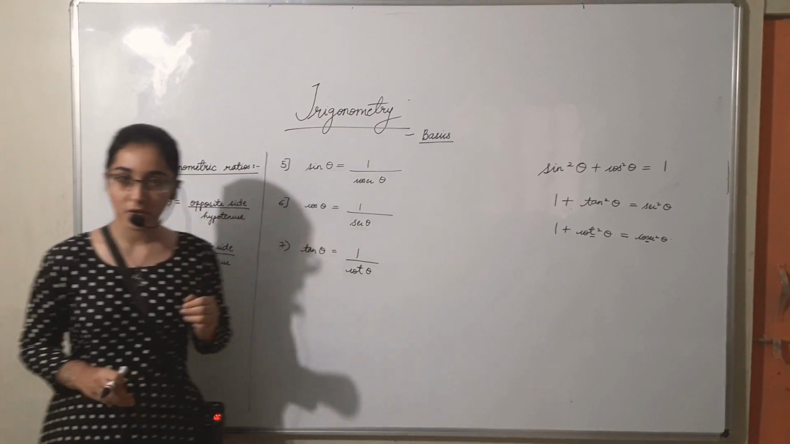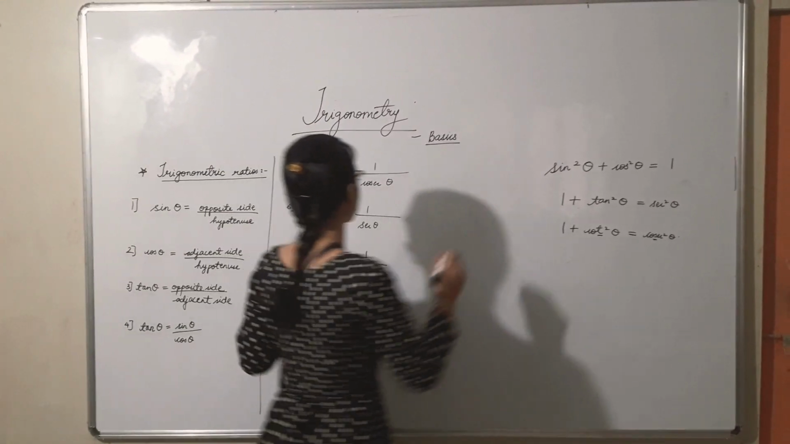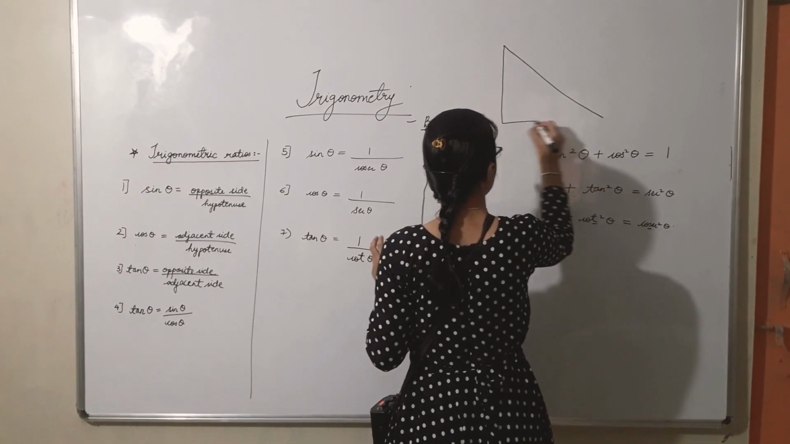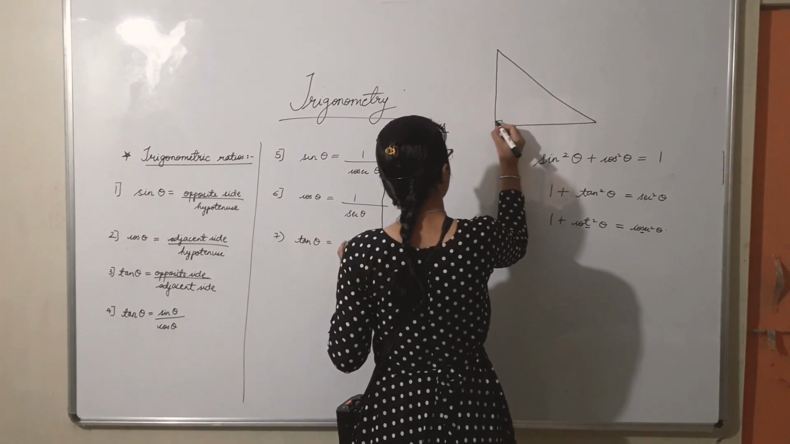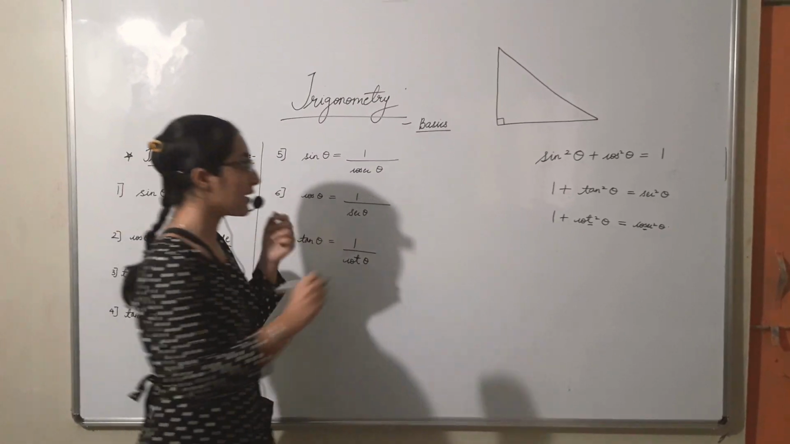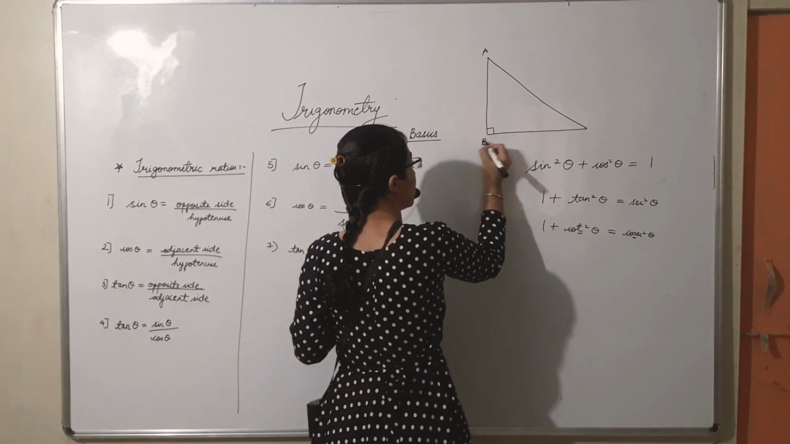So today we are going to study the trigonometric basics. So let's come to this topic. First we will take a right angle triangle. Can anyone name this triangle? Let's take A, B, C.